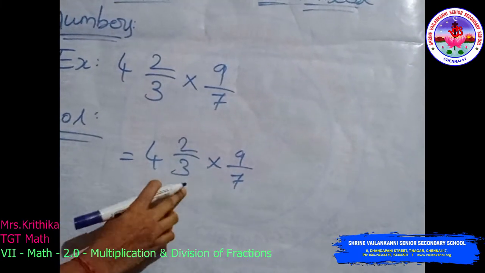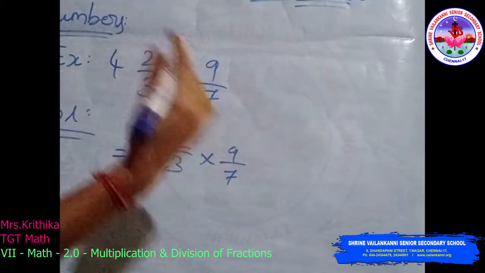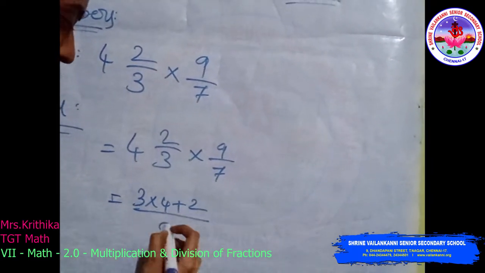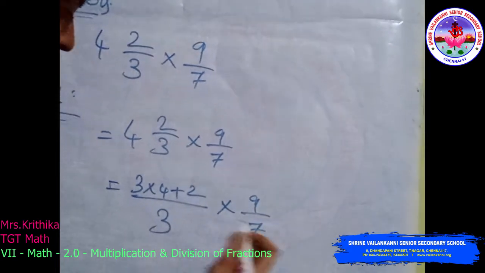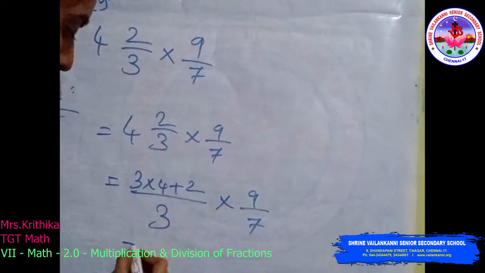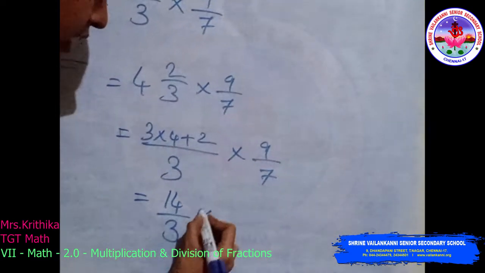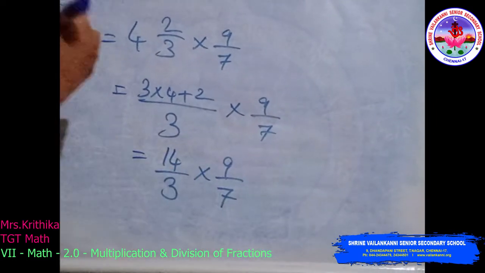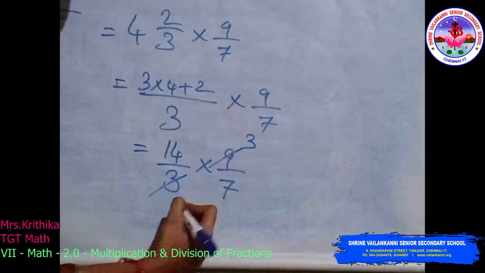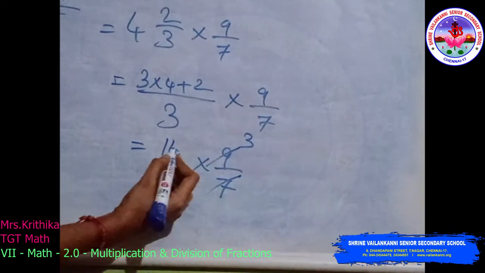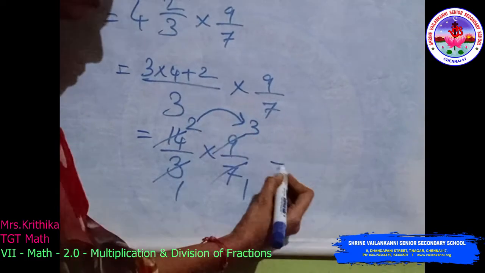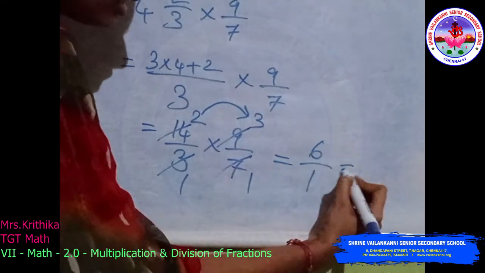You can convert this mixed fraction into an improper fraction. 3 into 4 plus 2, divided by 3, into 9 by 7. 4 3s are 12. 12 plus 2, 14. 14 by 3 into 9 by 7. Here using the cancel out method, 3 3s are 9. Here 3 is 1 times. 7 2s are 14, so that is 2 times. You can multiply this 2 and 3. The answer is 6 by 1, which is equal to 6.